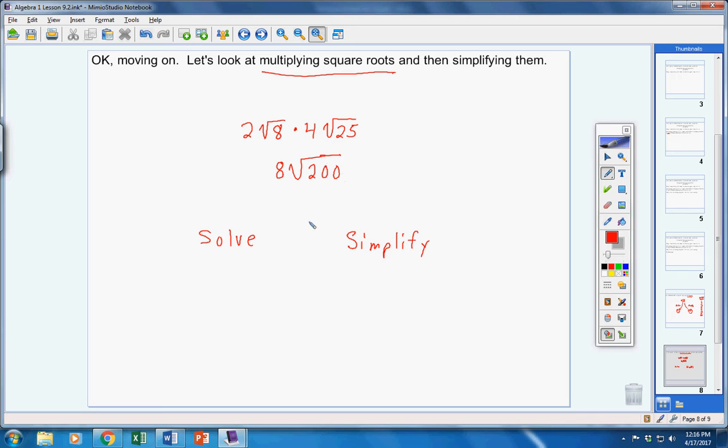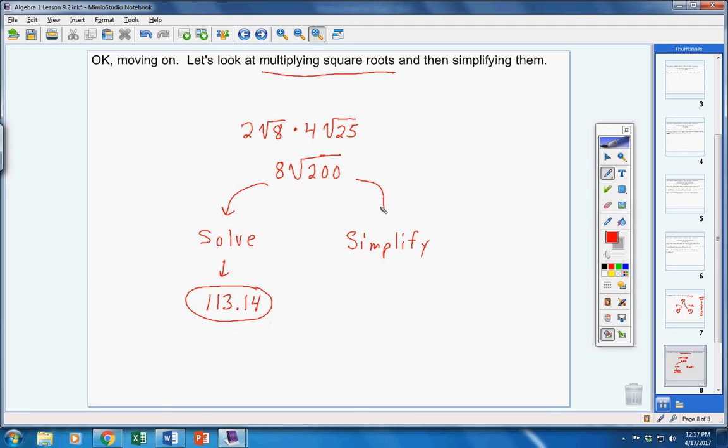Alright, now let's solve it. So with your calculator, 200 is not a perfect square. It's not. So we're going to multiply 8 times the square root of 200, and we're going to get 113.14. I rounded that off, of course. Okay? Make sure you know how to work your calculators correctly.